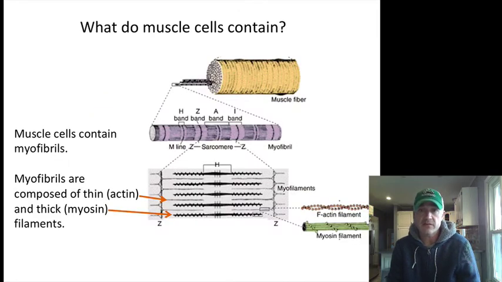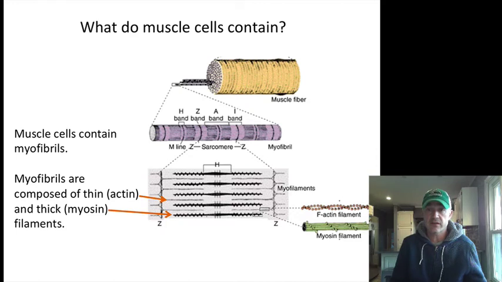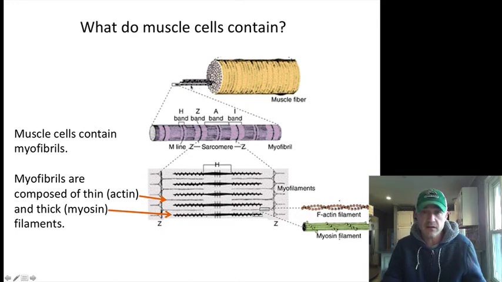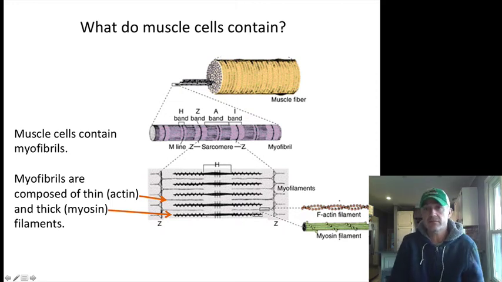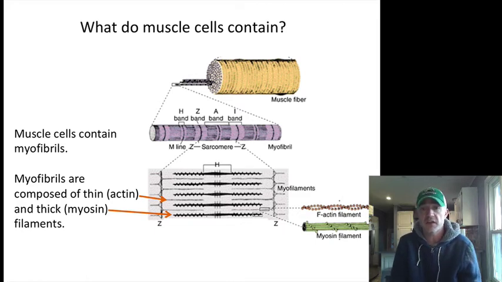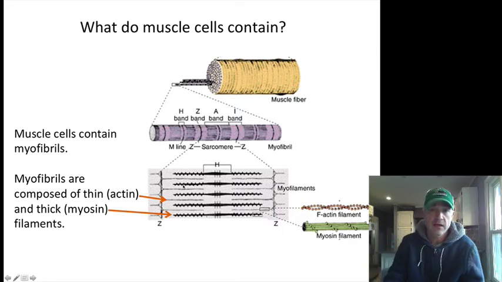These myofibrils are going to have the basic contracting units. If you look at each of these myofibrils, which are filling up each muscle cell or fiber, they are going to have two main proteins. You have what are called thick and thin filaments that are going to be in this very much repeating pattern over and over again. So you have what are called actin and myosin.